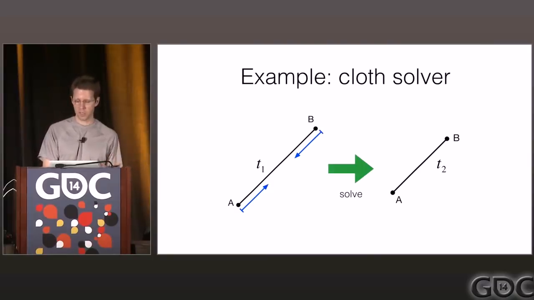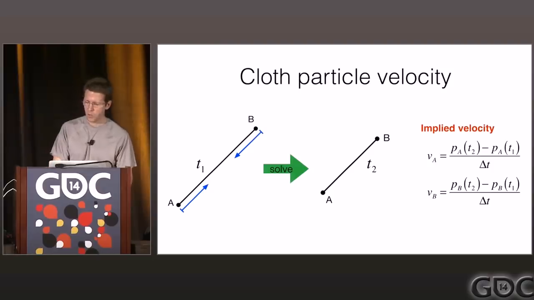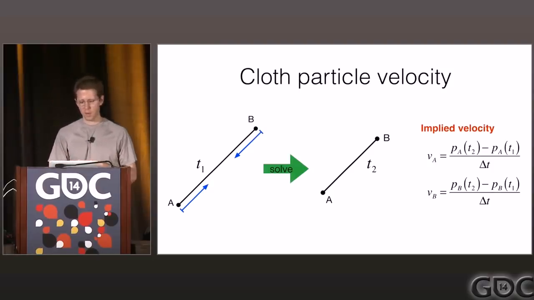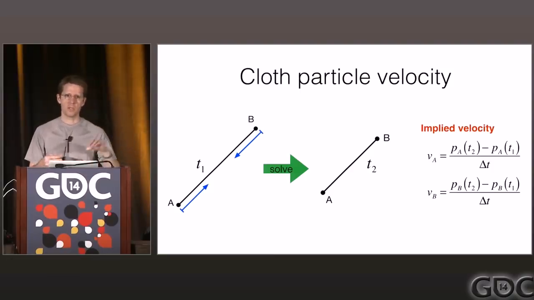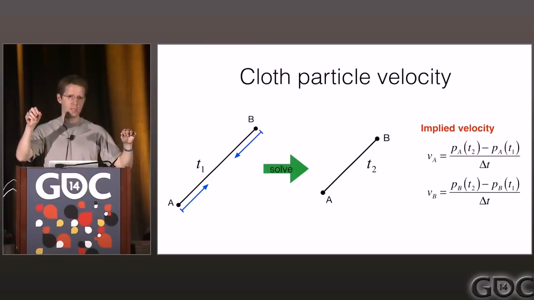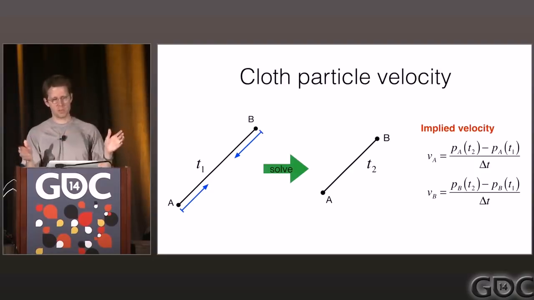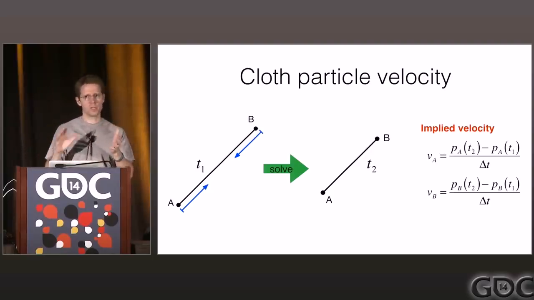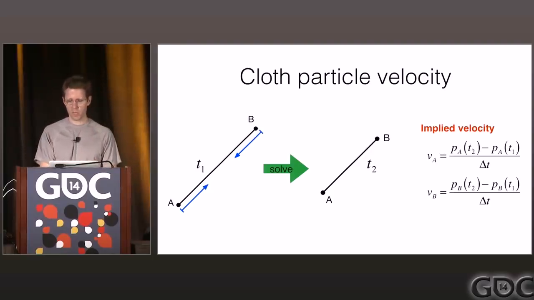We're just adjusting positions. But we still want some concept of momentum. And the way that works in a cloth solver is you basically record the position at the beginning of the time step, then you solve all the distance constraints, you get the new position, and then you just compute the velocity from that change in position and divide by the time step. So that way the constraints kind of affect the momentum there.